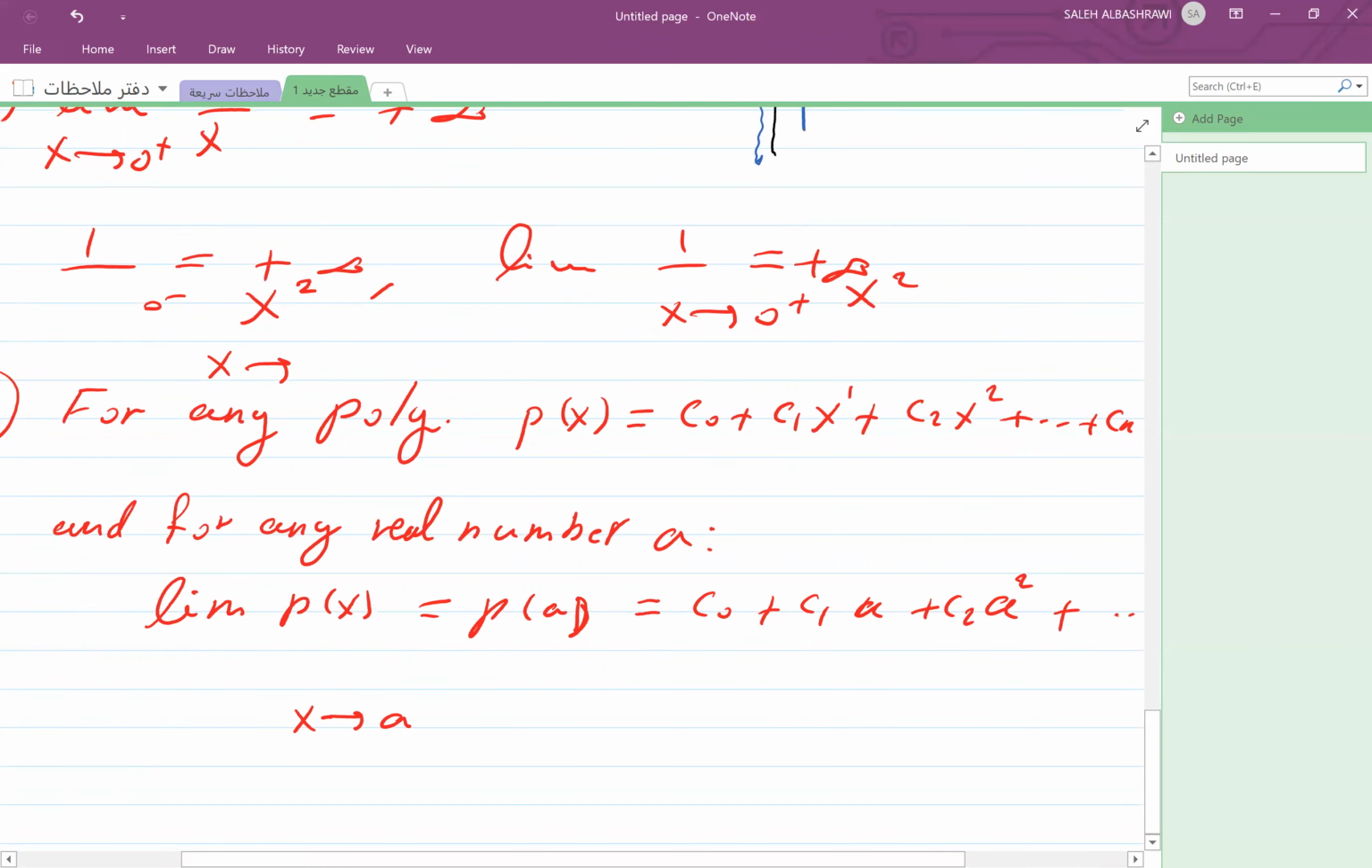So that will be the limit for the polynomial. If we have a polynomial and we need to find the limit as x approaches the number a, all we need is to just substitute x by a. So these are some basic theorems. In this part I will stop at this point and I will explain these in more detail in the coming part, giving more examples to clarify the idea.